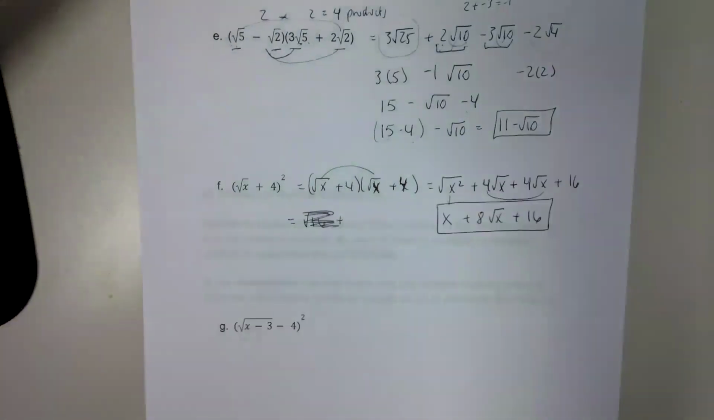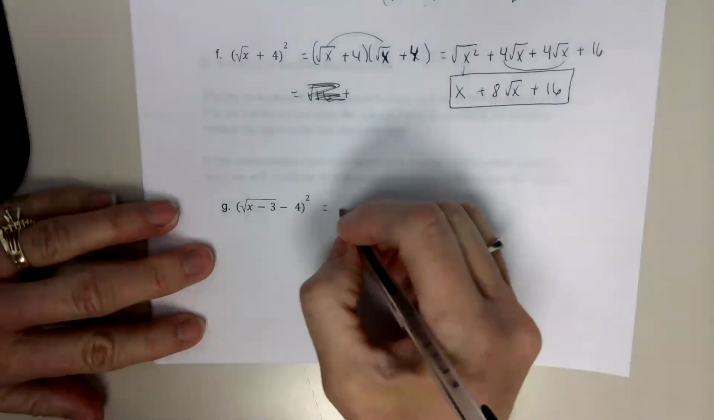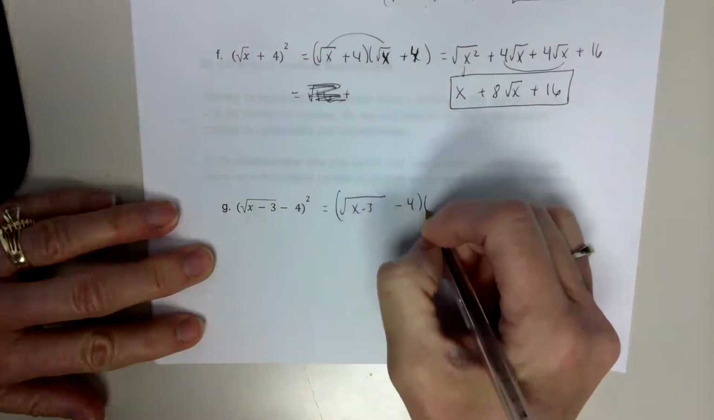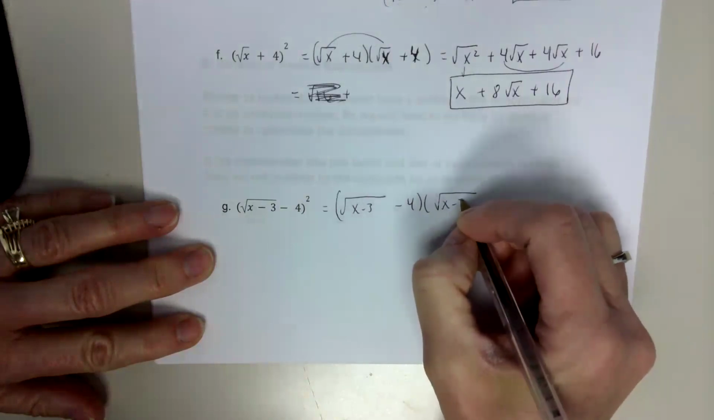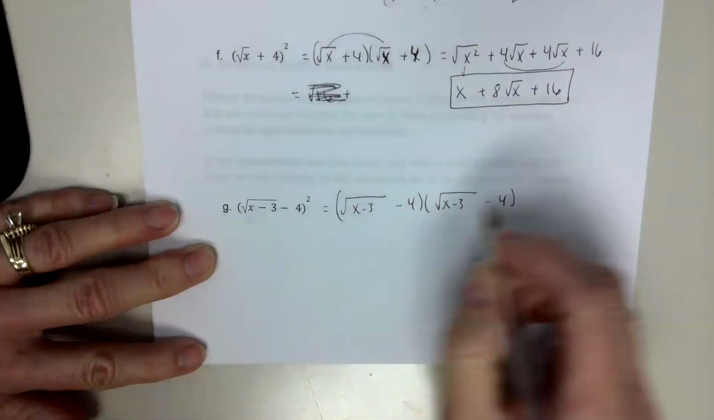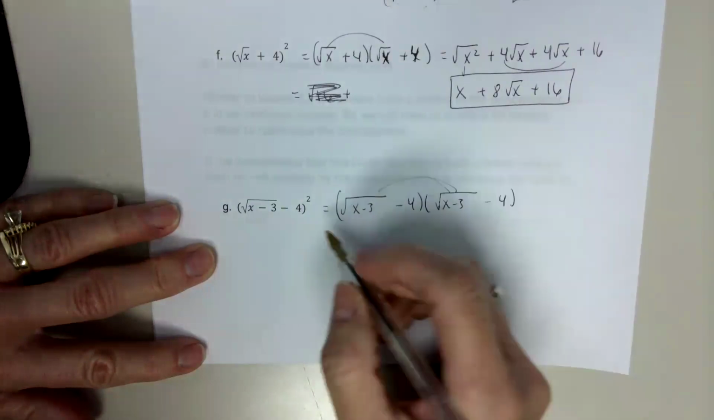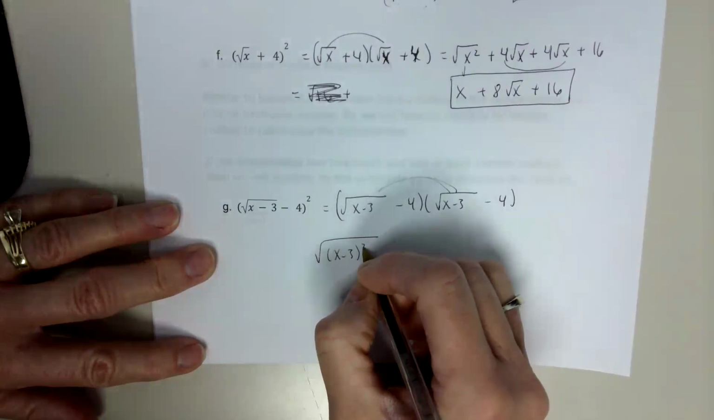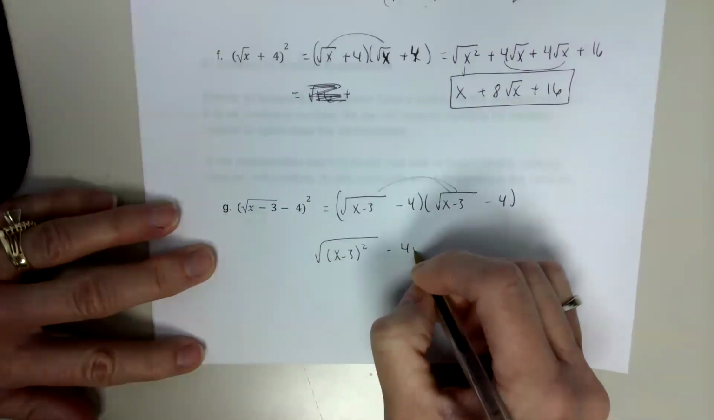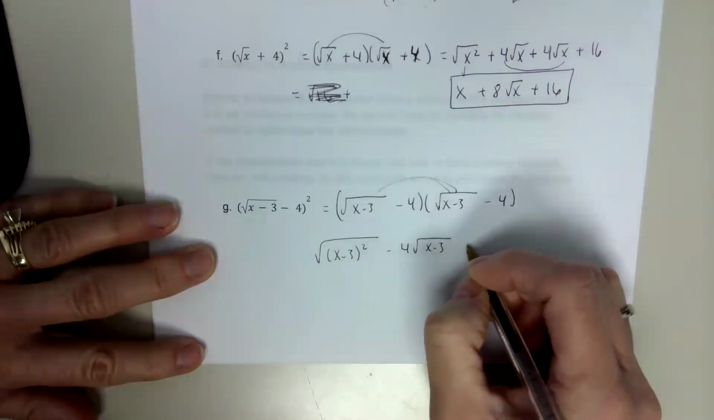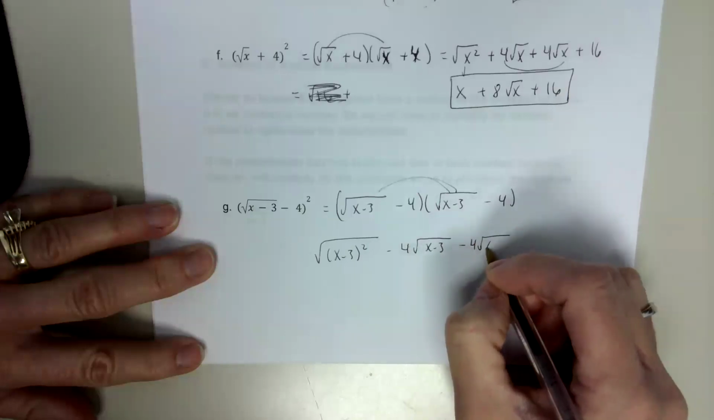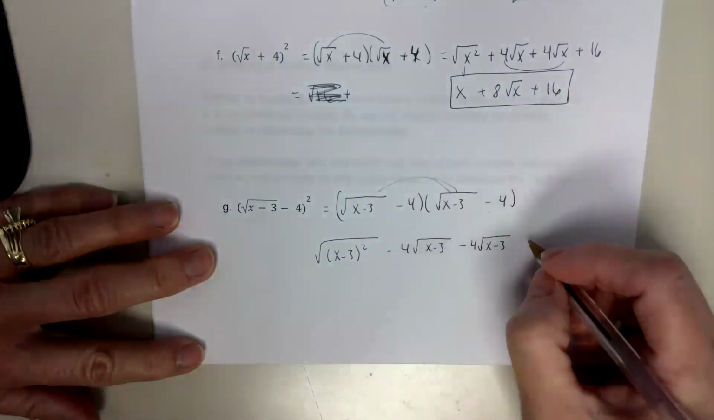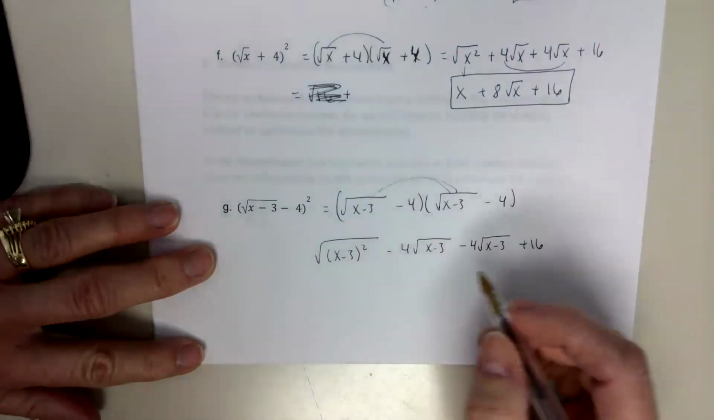Okay. G is similar in that we should really write this twice so that we don't forget to FOIL that. So we have the square root of x minus 3, minus 4, times the square root of x minus 3, minus 4. Then we get the square root of x minus 3 times itself, then minus 4 times the square root of x minus 3, minus 4 times the same square root of x minus 3. And negative 4 times a negative 4 is a positive 16.